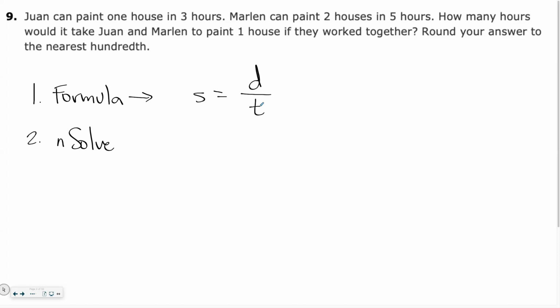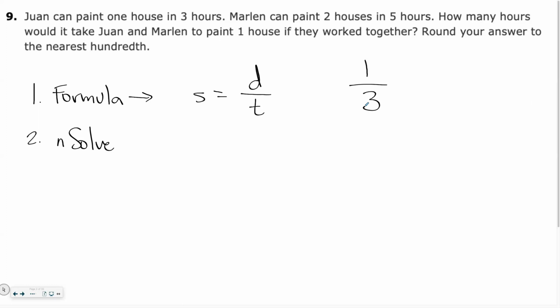So for example, Juan paints one house in 3 hours. Is one house a speed, the amount of distance or amount painted, or would it be time? Which of the 3 variables would one house be? Distance. So this would be up above, and you have something below it. Now it says 3 hours. Is 3 hours the speed or the time? Time. So that would go down here.